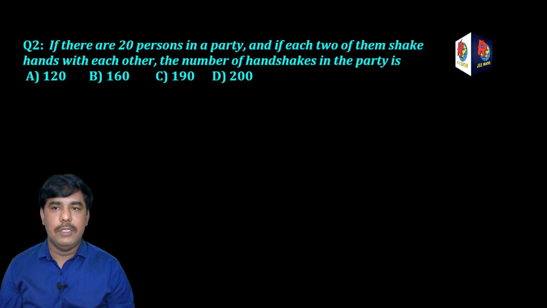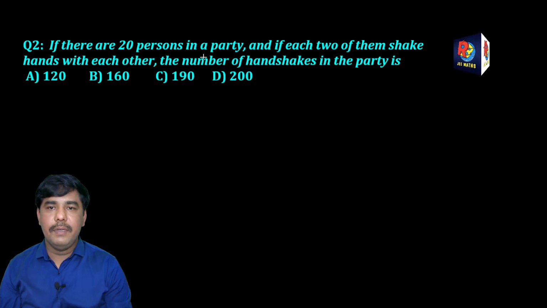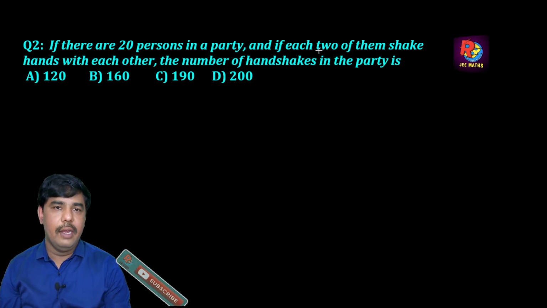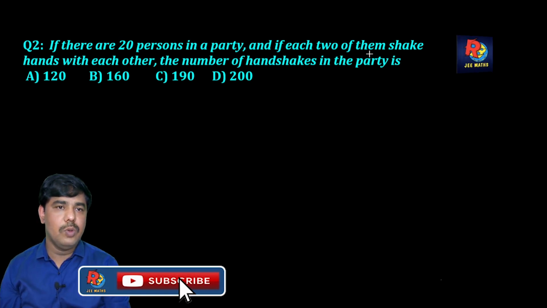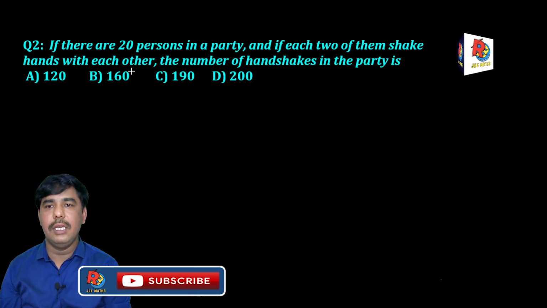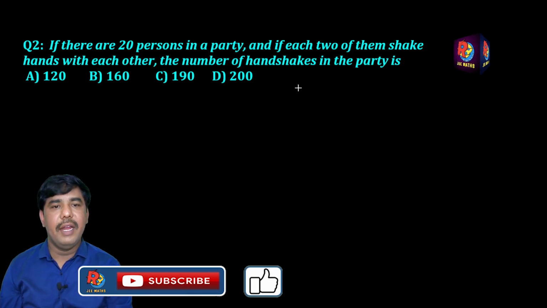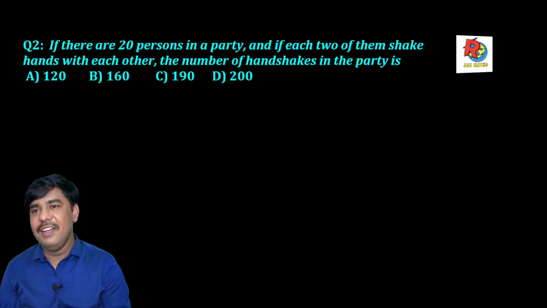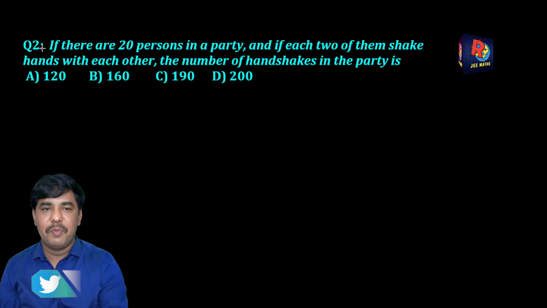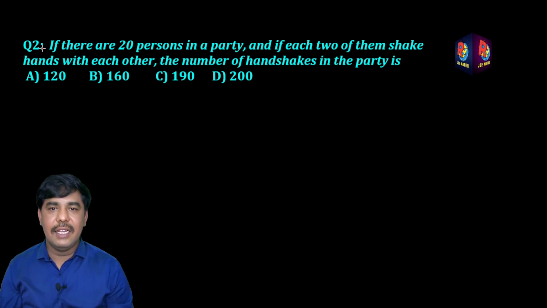Here you can observe this. If there are 20 persons in a party and if each 2 of them shake hands with each other, the number of handshakes in the party is. Just you can observe here. So if you want a handshake, compulsory 2 persons are required.